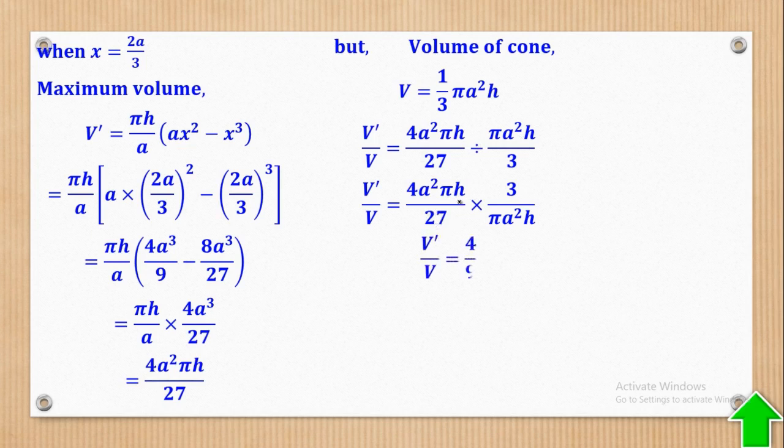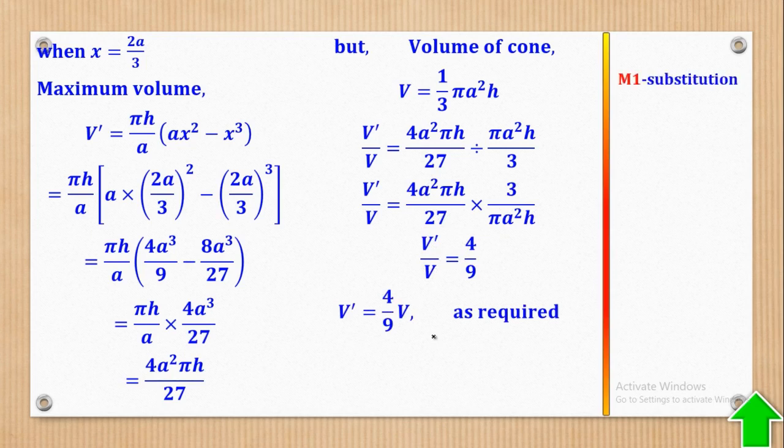Then from there, I realize that pi can cancel, then also a squared can cancel, then also h can cancel, and also this 3 by this 27 gives you 9, which is here, and up we have remained with only 4, which is here. Then from there, I'll cross multiply and make v prime the subject to come up with the required proof. So basically, that is what they wanted.